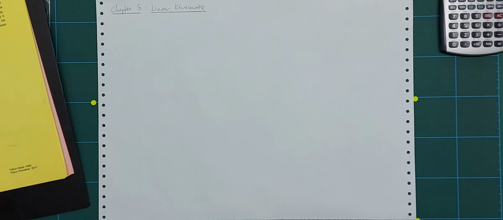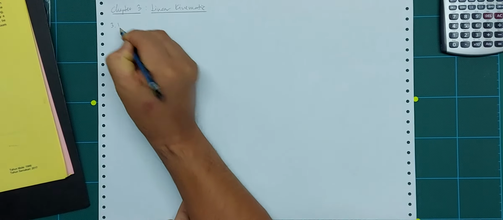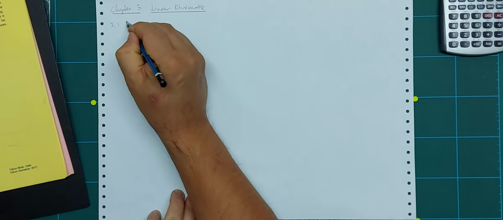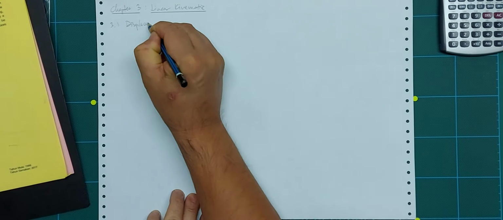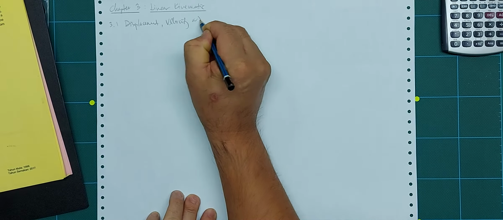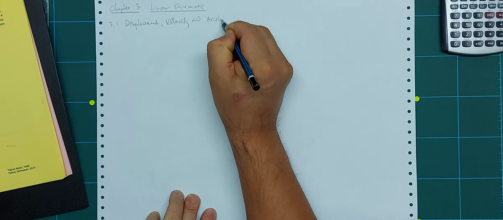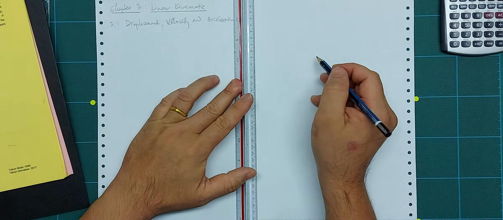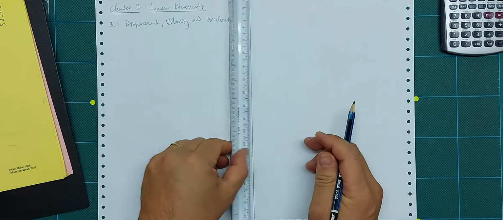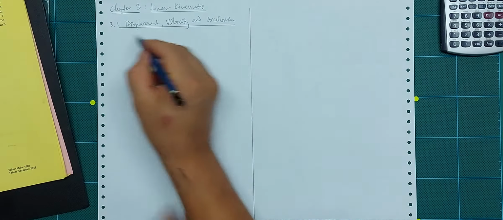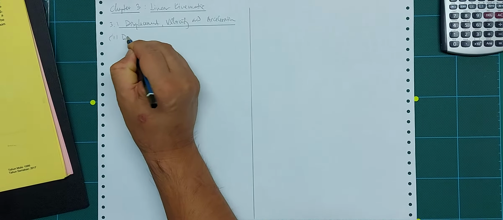So in our linear kinematics, section 3.1 is talking about displacement, velocity, and also acceleration. The first one will be our displacement.